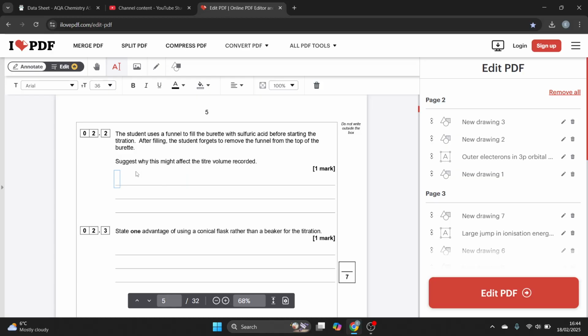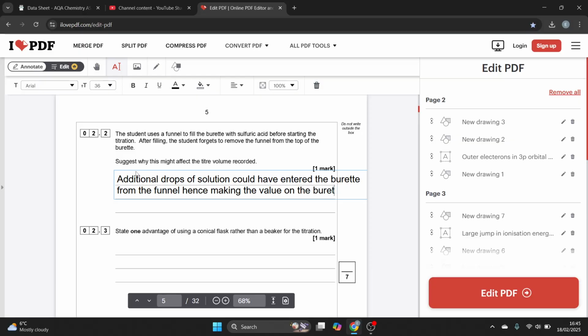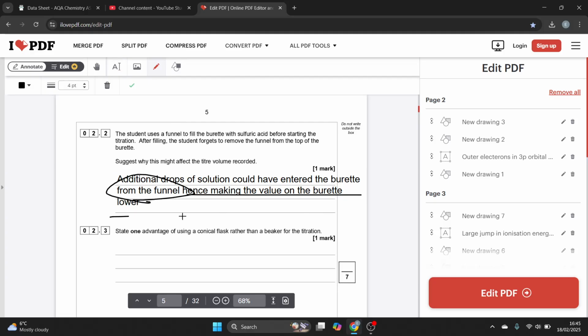The idea that additional drops of solution could have entered the burette from the funnel, hence making the value on the burette lower.